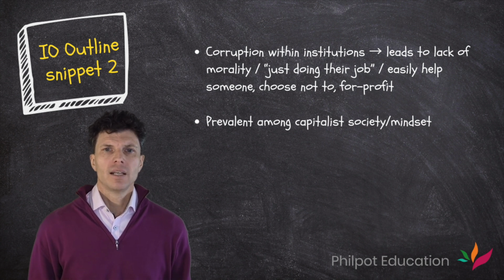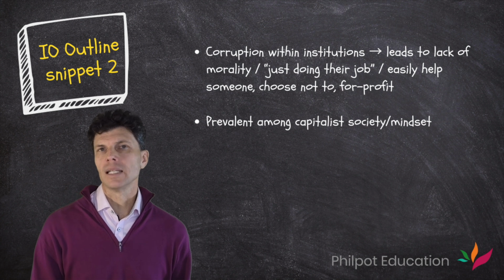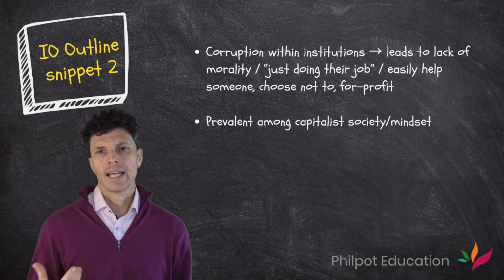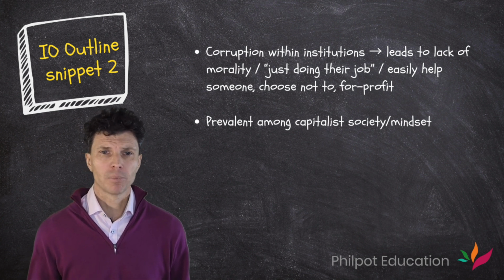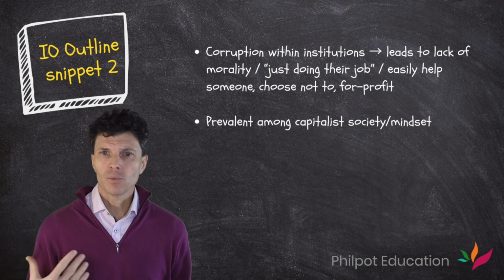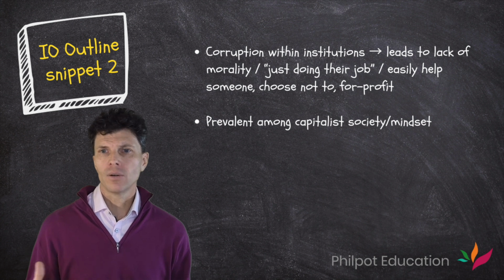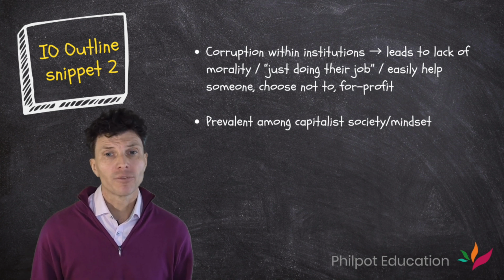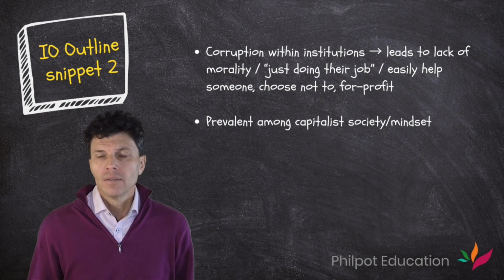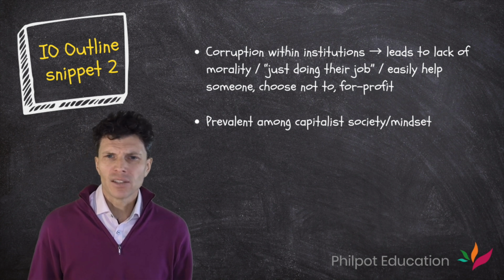The second IO outline snippet, number 2 here, is really a series of stepping stones. Each phrase helps the students move from idea to idea, and it's a good oral. I recommend you listen to it. It's about a man called Ove and Banksy, and it's on my support site. The student has only written down the words corruption within institutions, arrow, leads to lack of morality, slash, quote, just doing their job, unquote, slash, easily help someone, and so on and so forth.